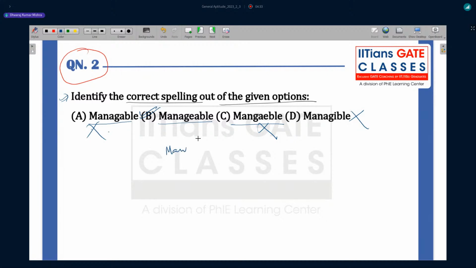Just write manage. What is the spelling of manage here? Manage, and just add able, right? So manageable. So this is wrong. Option A cannot be the correct answer, right? So these two questions we have done very quickly. Can we move to the next question?